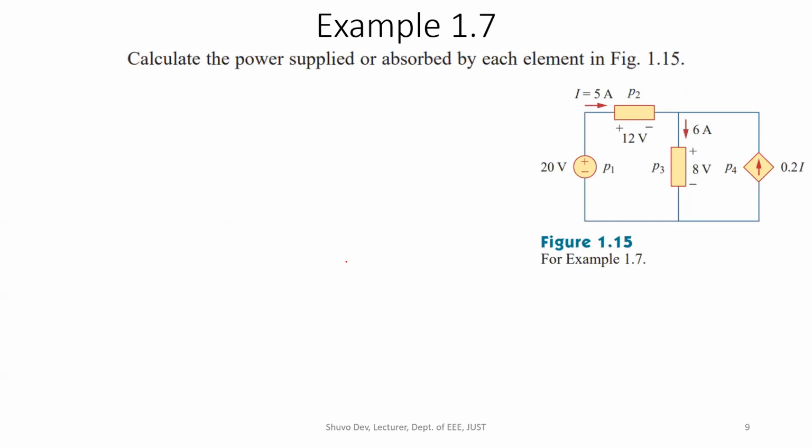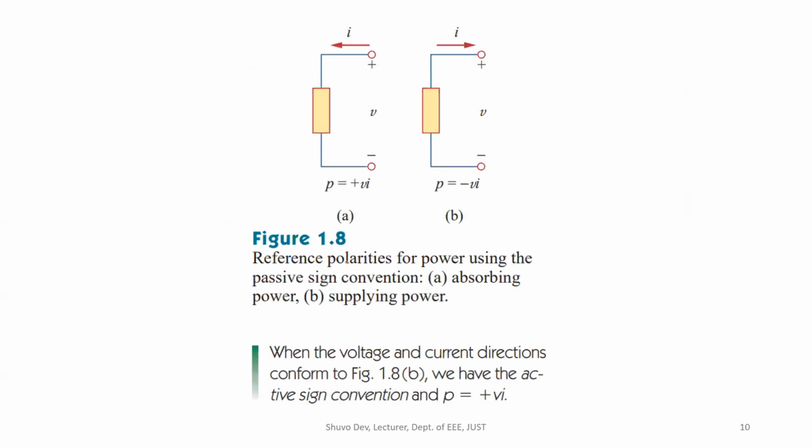Now example 1.7. Before starting example 1.7, we have to know the direction of power or the sign of power. You can see here, and I can write the positive and negative. If the current enters the positive and exits the negative, then power is positive. This is for this book, and you can take it vice versa, opposite to it. But in this book, for all math, we will assume this: if current enters the positive terminal, then power is absorbed.